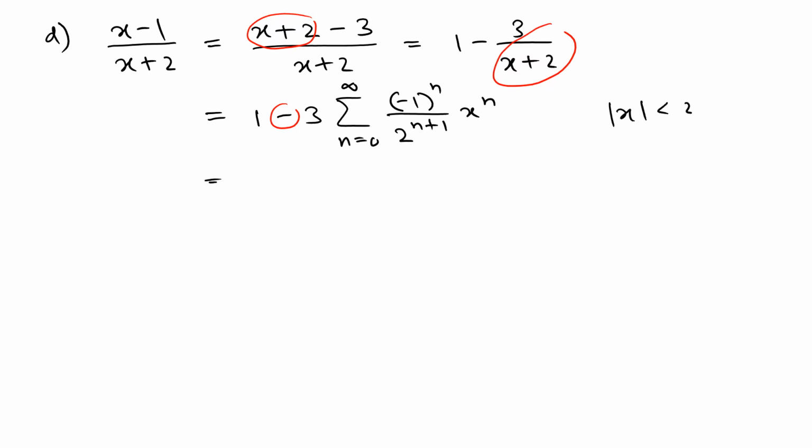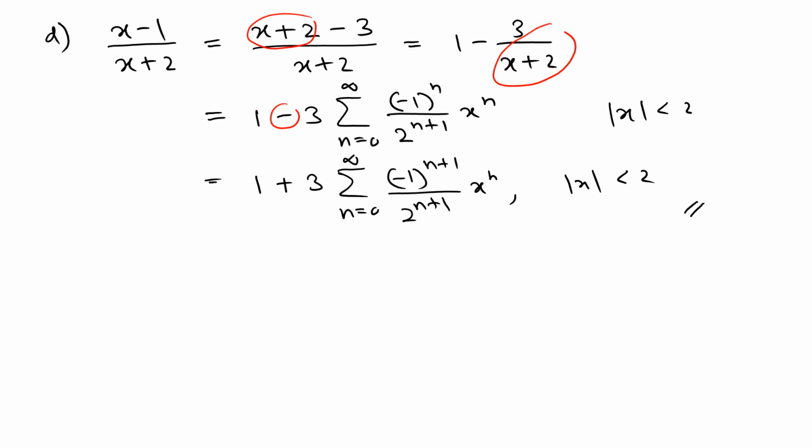If you want, you can pull the negative sign inside. So if you do that, with n going from 0 to infinity, you just need to add 1 more, so let's say negative 1 to the n plus 1, over 2 to the n plus 1, x to the n. This is valid for x less than 2. So it's very simple algebra, but this is how you get the power series representation for that. So let's look at the next example.